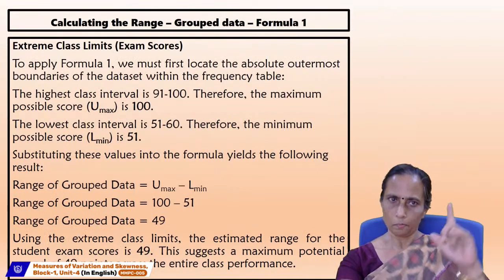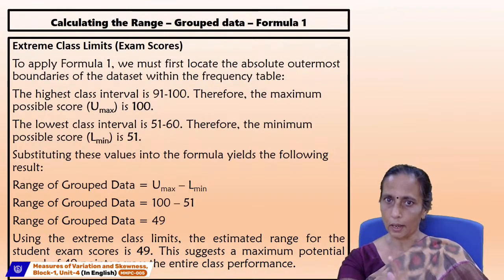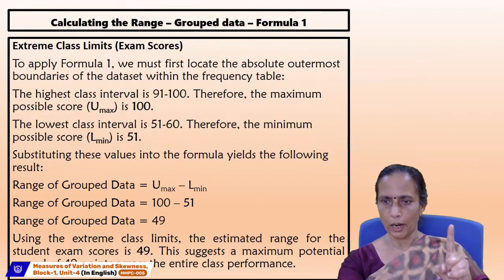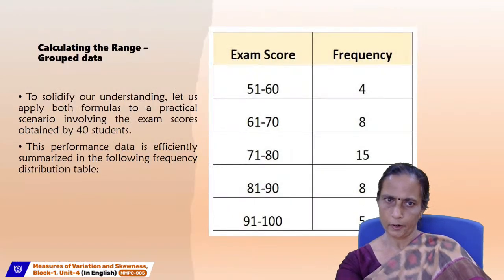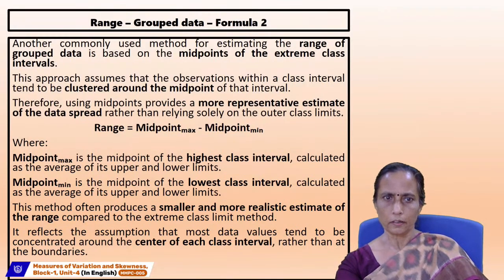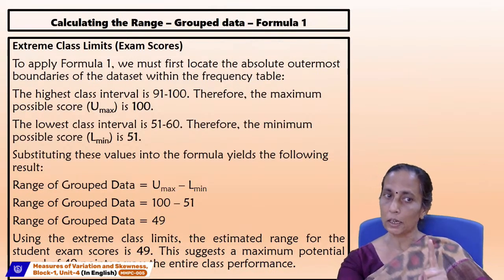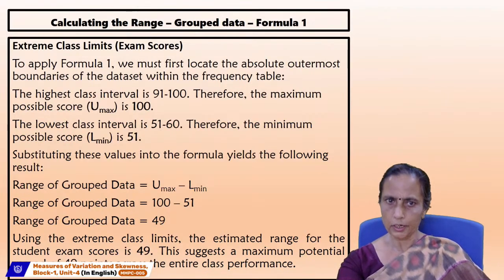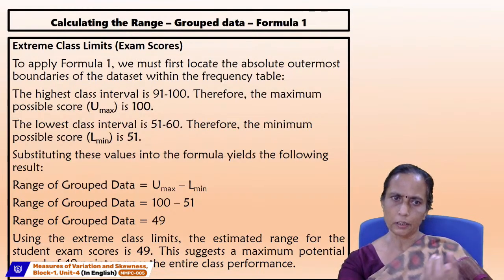To apply formula 1, we must first locate the absolute outermost boundaries of the data set within the frequency table. The highest class interval here is 91 to 100, therefore the maximum possible score is 100. The lowest class interval is 51 to 60, so the minimum possible score is the lower limit of that class interval, that is 51.